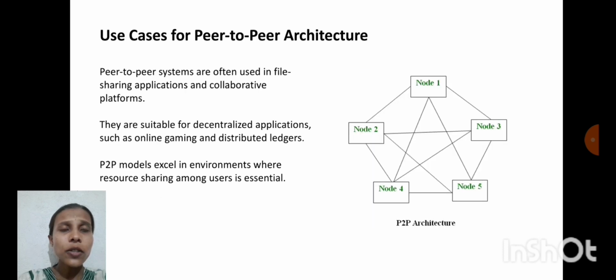Use cases for peer-to-peer architecture. Peer-to-peer systems are often used in file sharing applications and collaborative platforms. They are suitable for decentralized applications such as online gaming and distributed learning. The peer-to-peer model excels in environments where resource sharing among users is essential.